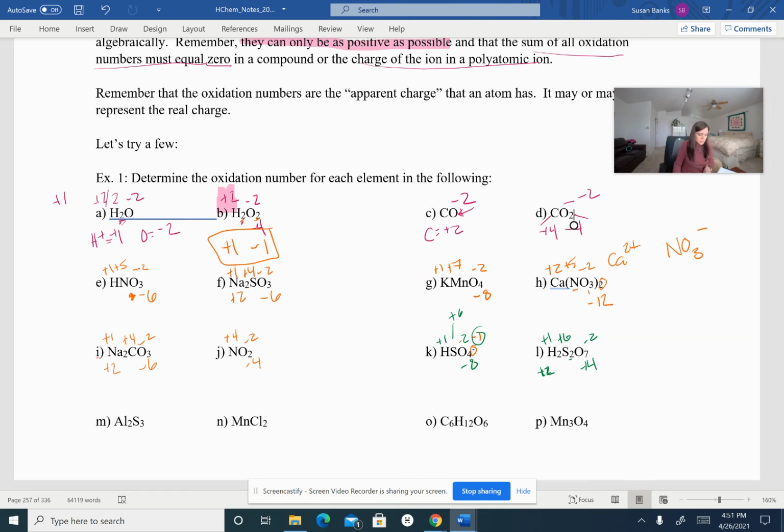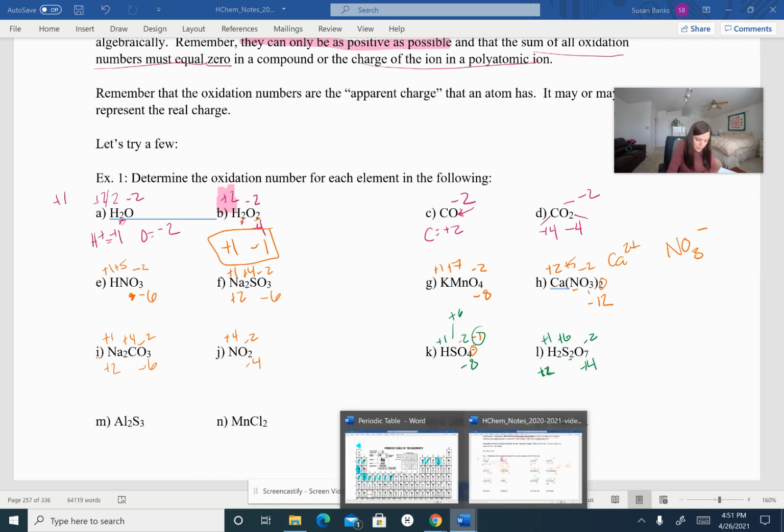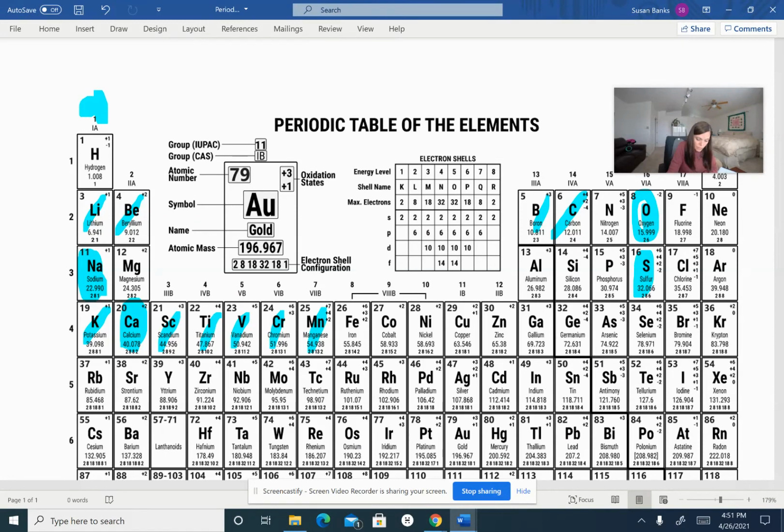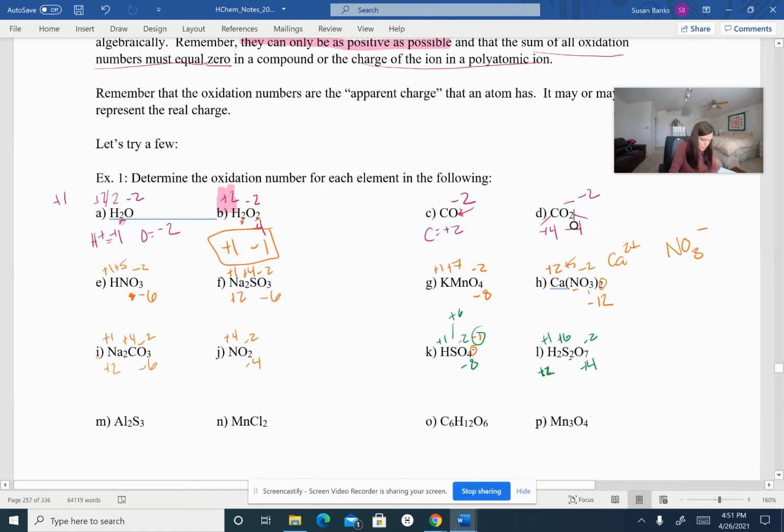All right, aluminum sulfide. Sulfur is the most electronegative here, and sulfur, once again, is going to be in the -2 column here. So we're going to assign sulfur a -2. I've got 3 of them, so that will give me a -6. So that means the aluminums all together have to be a +6, but I've got 2 of them. So 6 divided by 2 will give me a +3.